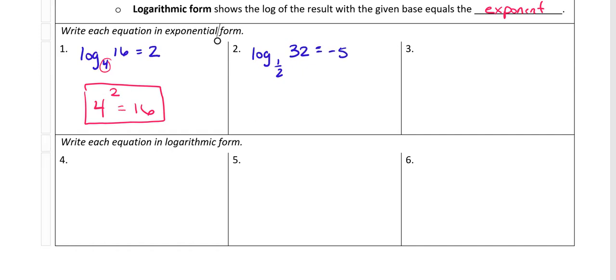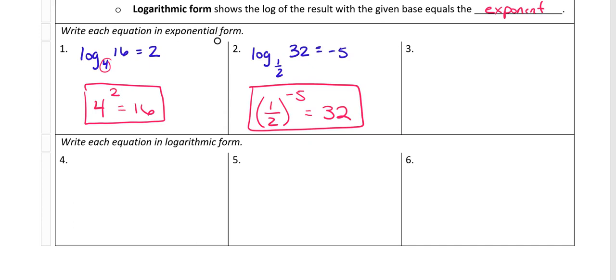So take a second, pause the video, and try this problem for me. Okay, so when we go to write this, remember the base is the log base. So this base is 1/2. We're going to use parentheses because the power is going on the entire base. The exponent is -5. The log equals the exponent, and the answer is 32. The argument is 32. So this right here would be our form.